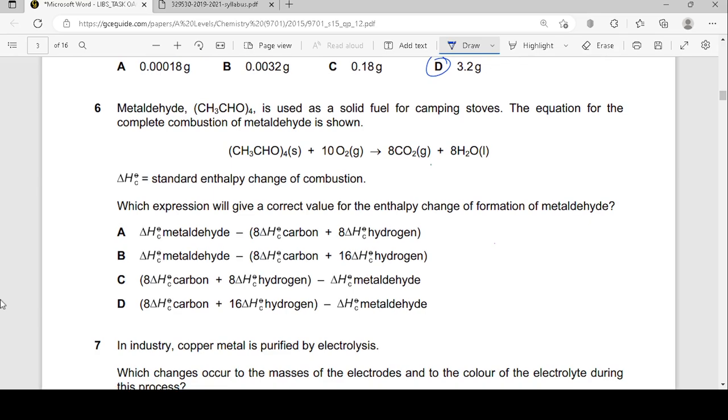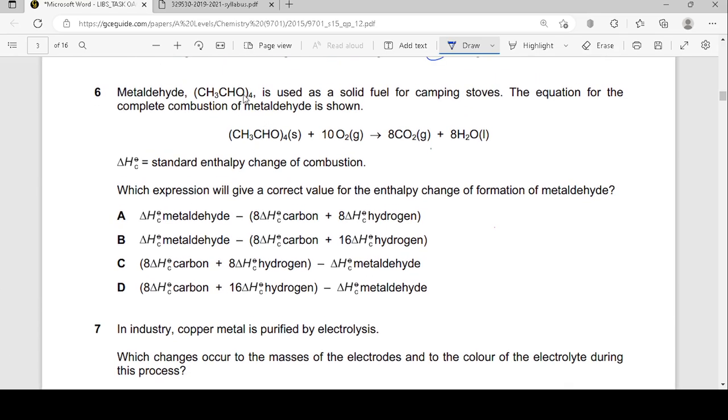Okay, next question. Question number 6. Metaldehyde, CH3CHO4, is used as a solid fuel, for example. The equation for the complete combustion of metaldehyde is shown. This is a delta HC, right? Now, which expression will give a value for the enthalpy change of formation of metaldehyde?